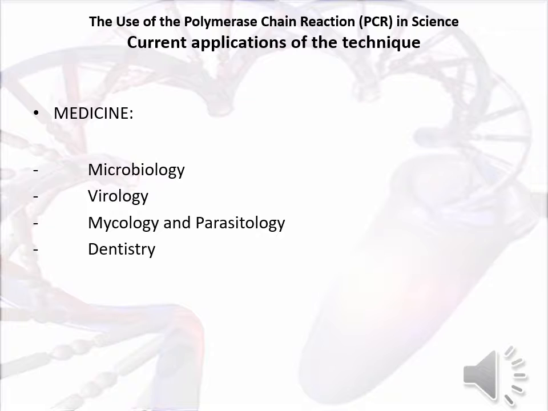Virology. Polymerase chain reaction is used to detect and characterize the nucleic acids of viruses, which enables a greater understanding of virus behavior during infection. Polymerase chain reaction can be used to detect HIV in early stages, even prior to any antibodies being formed.